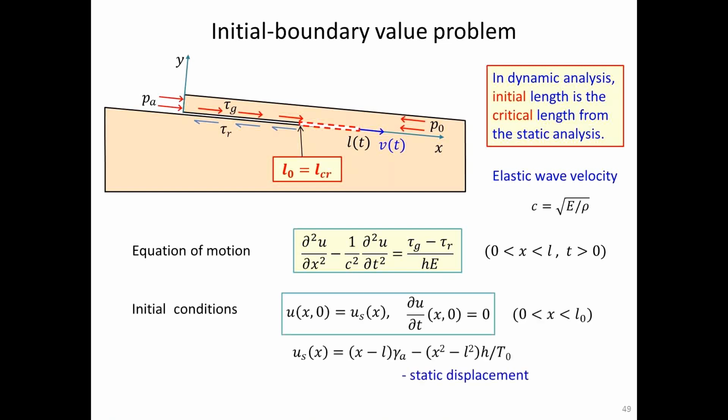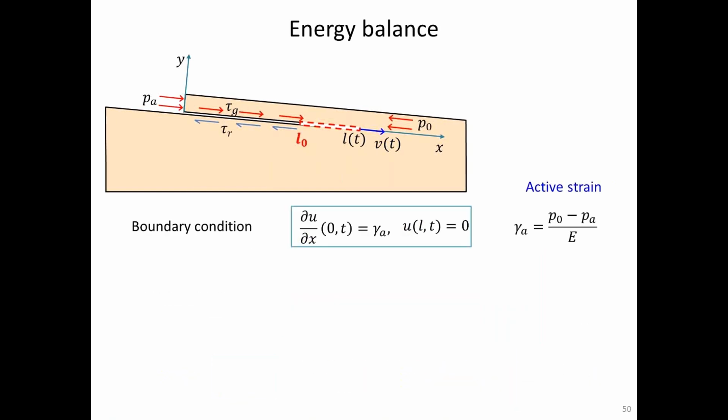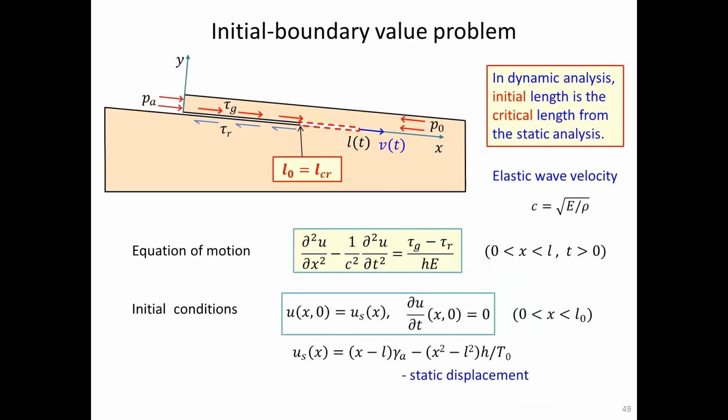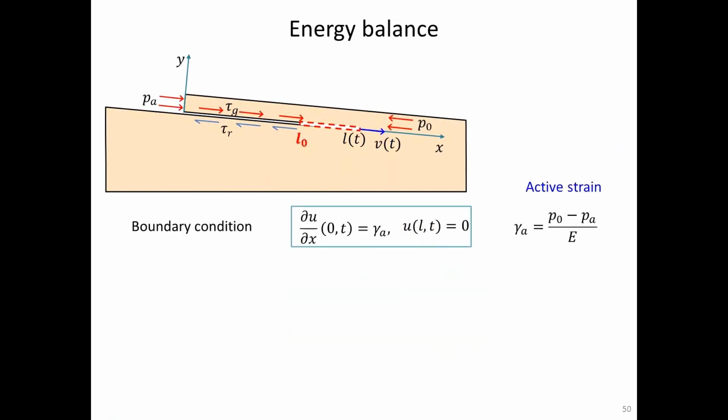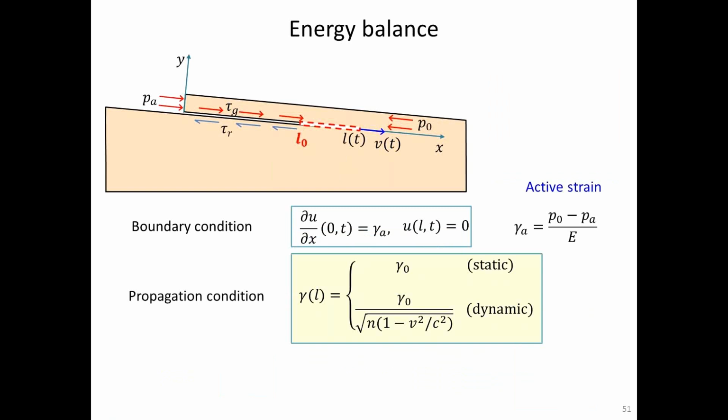The initial condition of this model has the relative displacement, a static relative displacement, and the velocity of this model is going to be 0 initially. And then, in terms of the boundary condition, at the left end, where x, the horizontal coordinate, is 0, we have an active stress, so we should think about the active strain. And at the fracture tip, when the horizontal coordinate is the fracture length, the relative slip is going to be 0, so displacement is going to be 0.